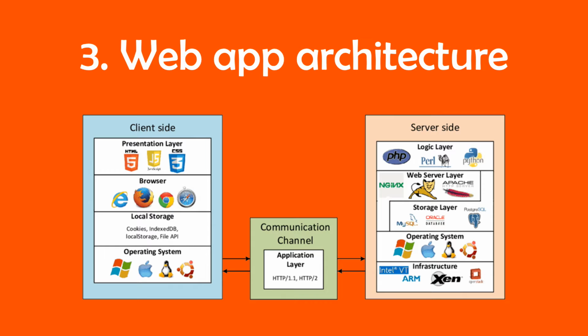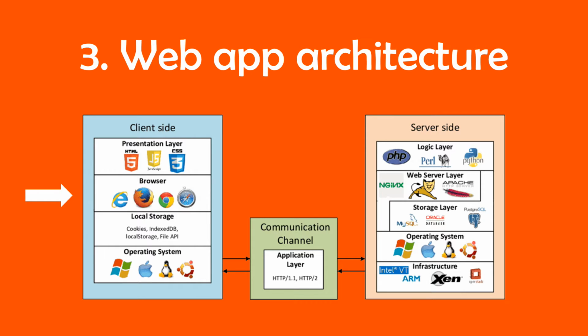There's the client side on the left, the server side on the right, and the communication channel in the middle connecting them together. On the client side, at the very top, we have the presentation layer. It consists of HTML, CSS, and JS files, which I talked about earlier. This is the highest layer of the stack, and it's the one that's closest to the end user. Then we have the web browser, which takes all these components and puts them together into a web page, which is then displayed to the user.